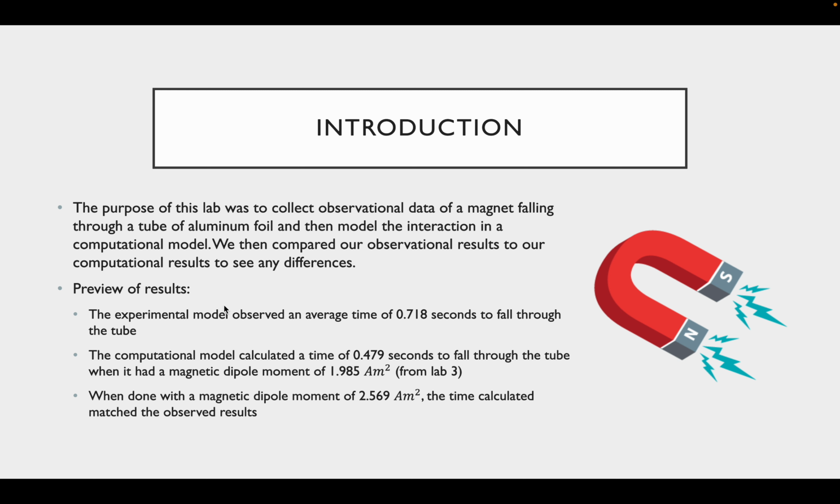In terms of the results that we got, the observational model had an average time of 0.718 seconds to fall through the tube, while the computational model calculated it to be 0.479 seconds to fall through the tube. And obviously this was with our magnetic dipole moment from lab 3, but I'll get into this other part later.